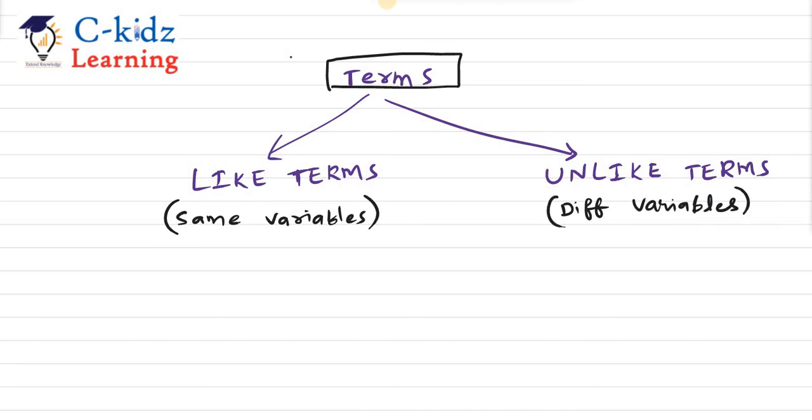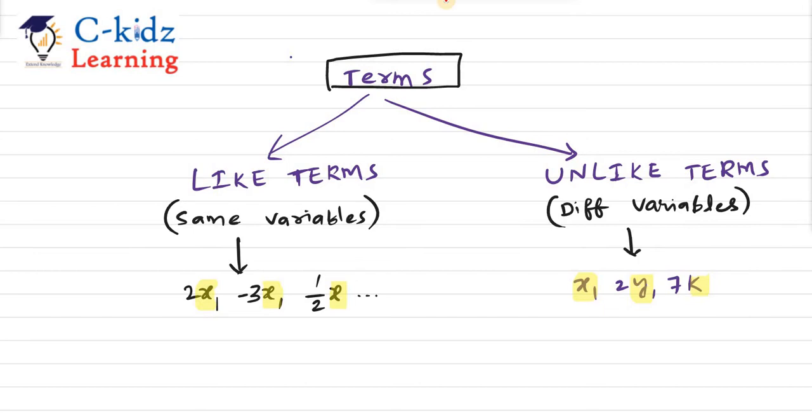Here we can see some examples: 2x, minus 3x, 1/2 x, etc. What do you notice here, kids? x is common here. Different variables: x, 2y, 7k, like that. Here you can see x, y, k, all three are different variables. So the terms are like terms when we have the same variable. The terms are called unlike terms when they have different variables.